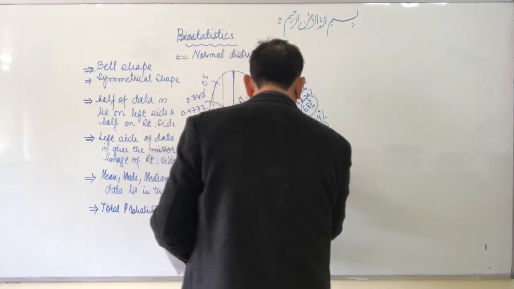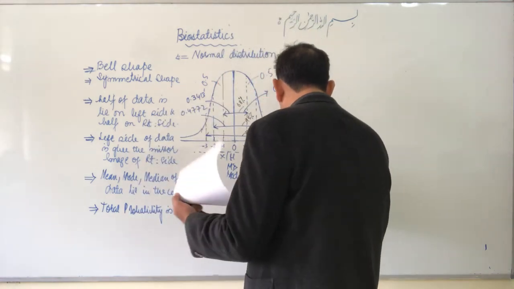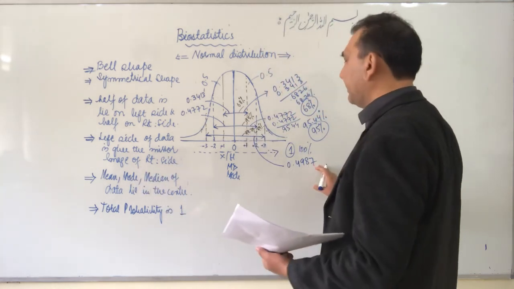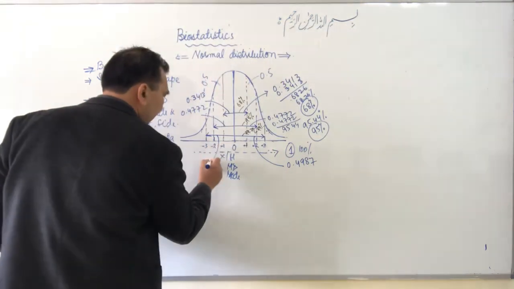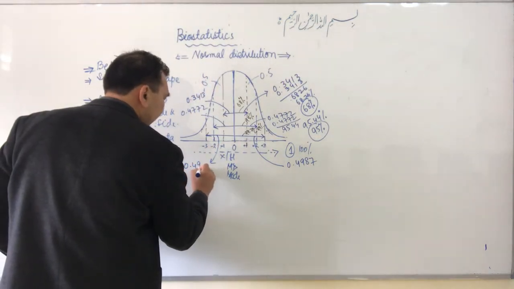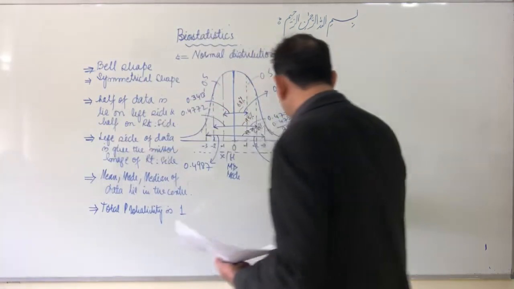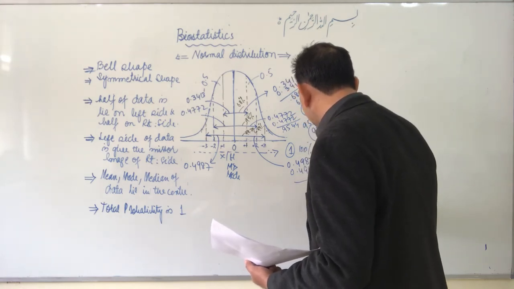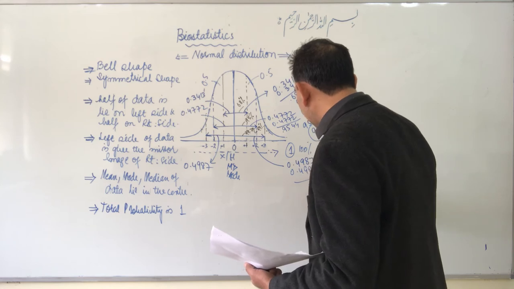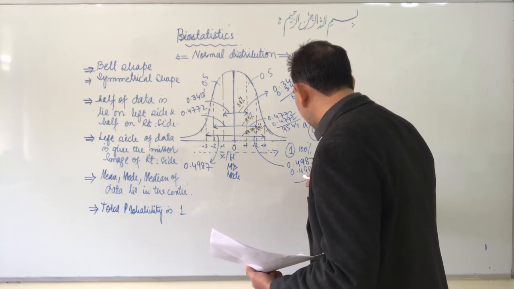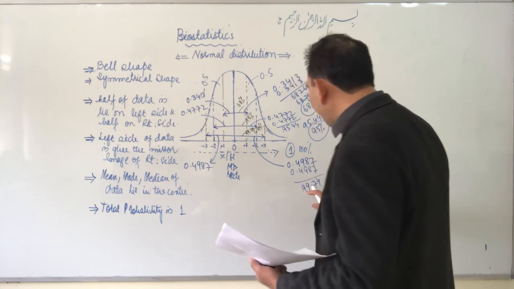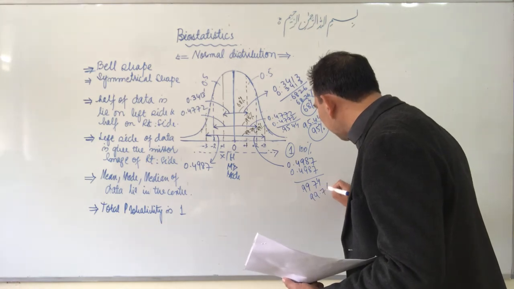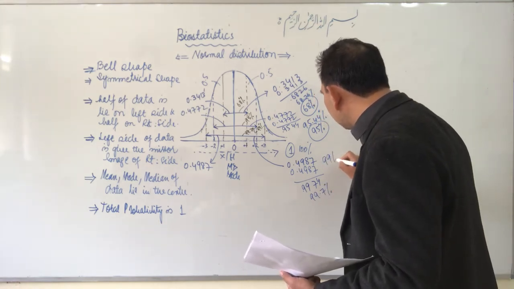Now for the 99%, 0.4987 is present on the right side and 0.4987 is present on the left side. Now we will add up 0.4987 and 0.4987, and it becomes 0.9974. Then we can say 99.7%. Roughly we can say 99%.